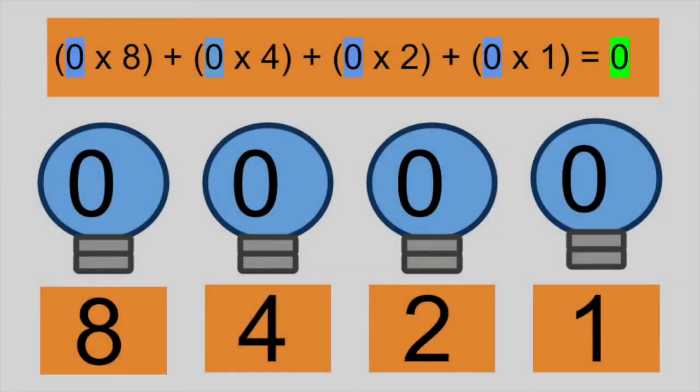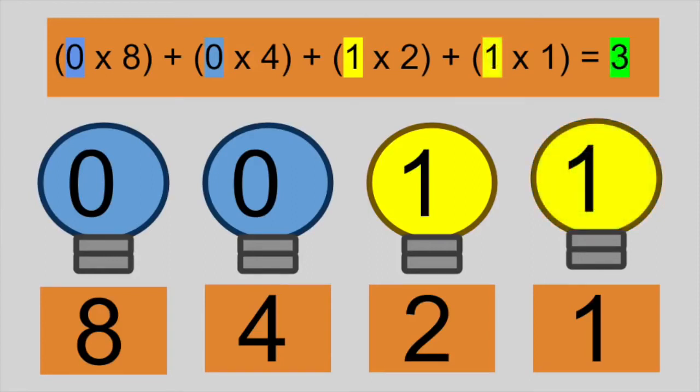Now let's break it down and start at 0 with all the lights off. To represent the value 1, we turn on the rightmost bit. What we have is 1 times 1. To represent the value 2, we turn on the second bit only. What we have is 1 times 2 plus 0 times 1. To represent the value 3, we turn on the first 2 bits. What we now have is 1 times 2 plus 1 times 1.